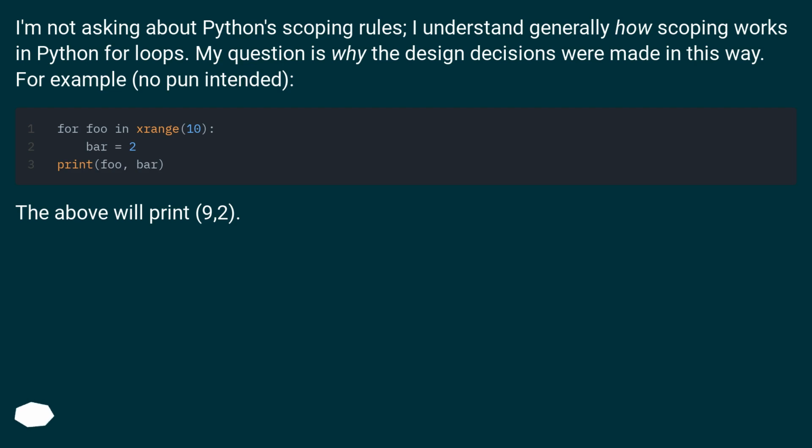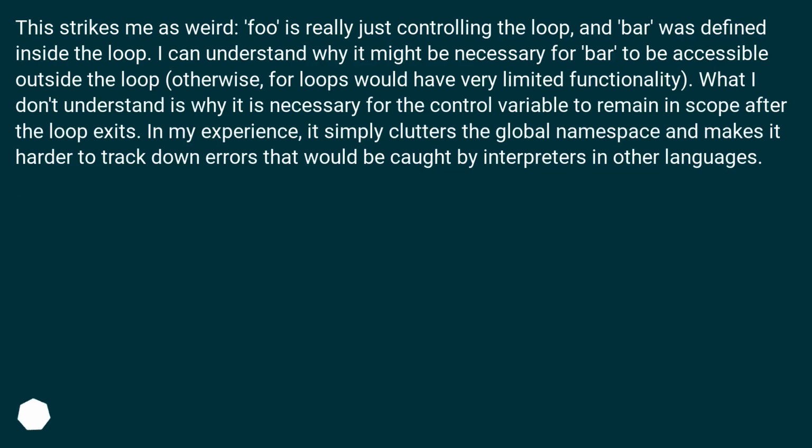The above will print 9,2. This strikes me as weird. Foo is really just controlling the loop, and bar was defined inside the loop.